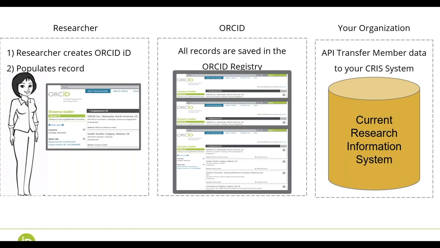discipline. And on the right, the third column is your organization, and whichever platform you use to organize this information about your researchers' activities, such as funding awards, publications, etc. These systems are sometimes called CRIS systems. They're also known as ERA systems.